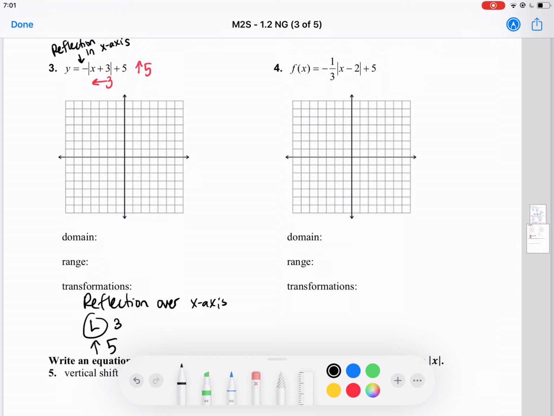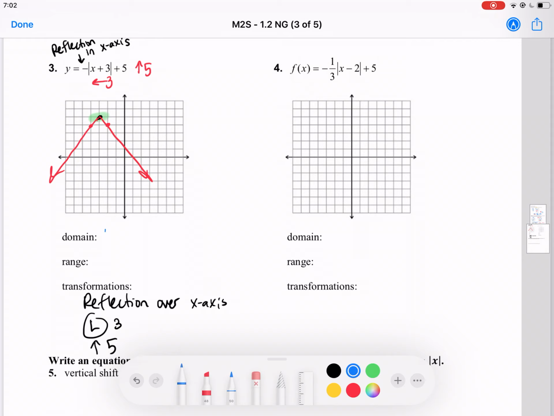So let's go ahead and go left 3, 1, 2, 3, up 5, 2, right here. I'm going to mark that so we know that's our center, our vertex. And then this reflection, the easy way of doing the reflection is you just go, instead of going up 1, we're going to go down 1 because it's a negative. So down 1 to the right and down 1 to the left. And then you just draw your V. You can keep going down 1 to the left and so on, or you can just go from there.